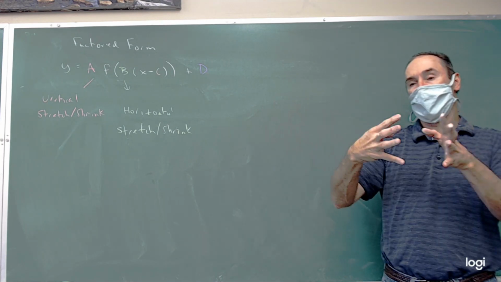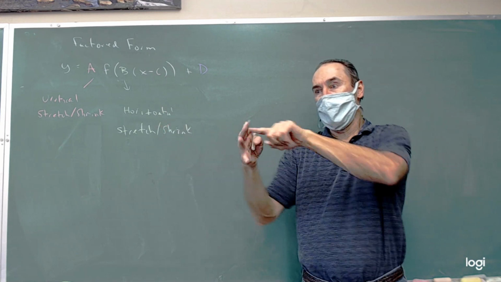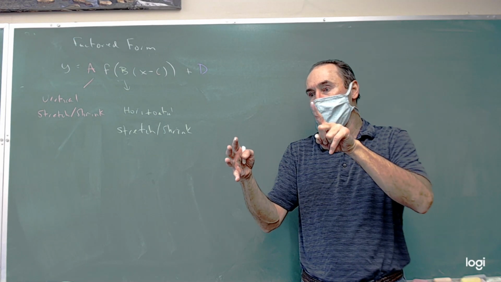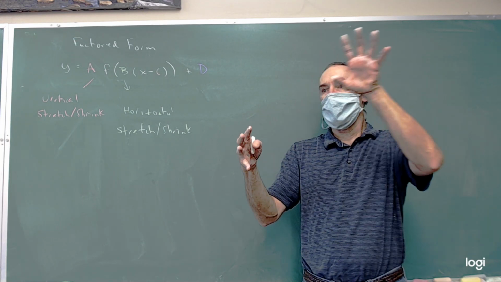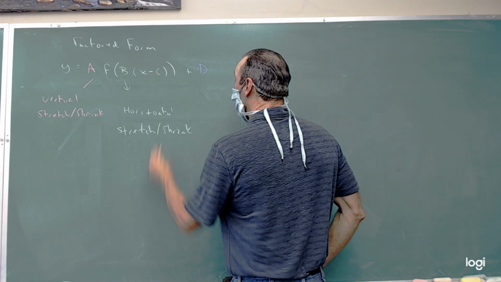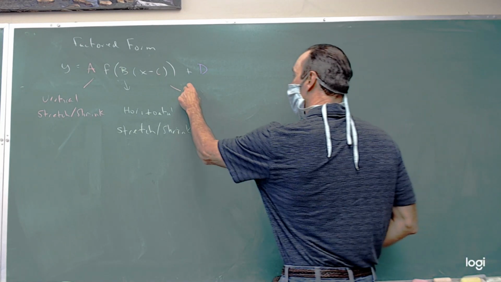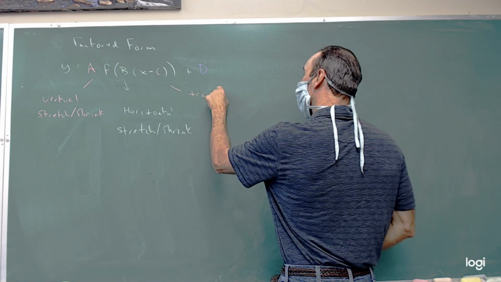So I think of it as being like a time thing. A bigger number is going to speed things up and make it go faster. A smaller number is going to slow it down and stretch it out horizontally. The C, we have seen quite a bit of this already. It's a translation in the x, or some people call it a shift.